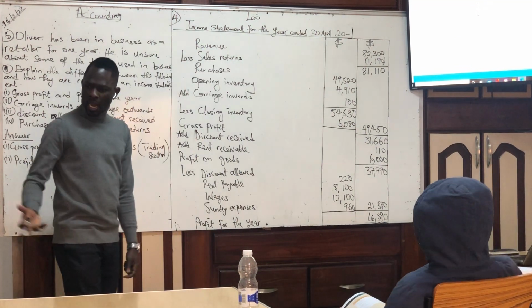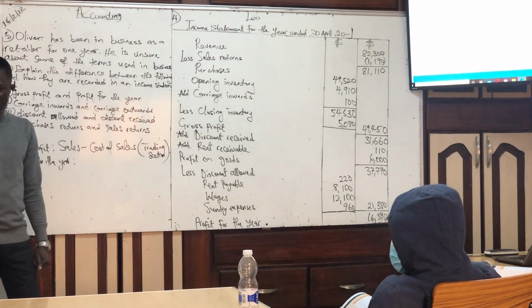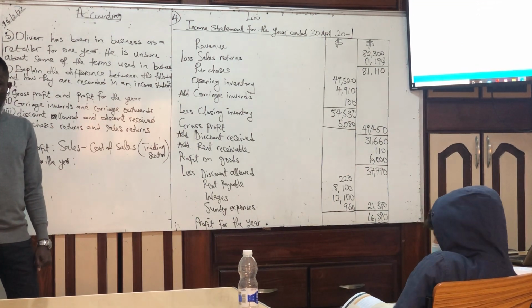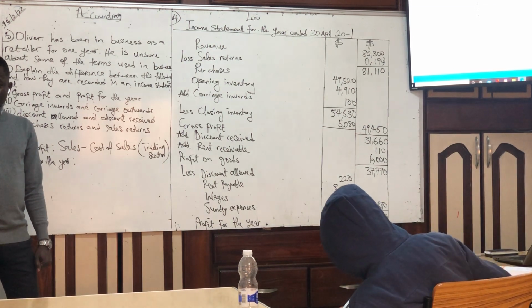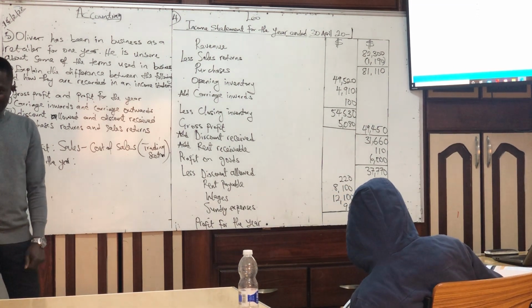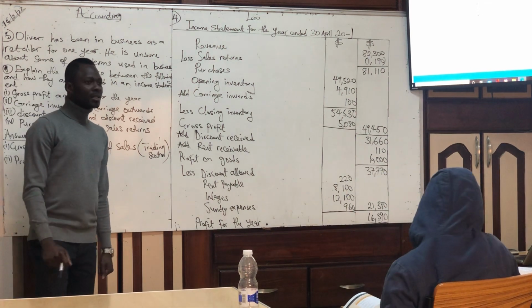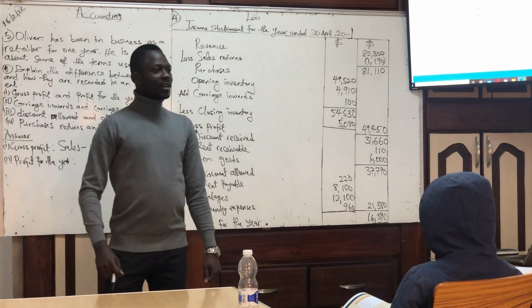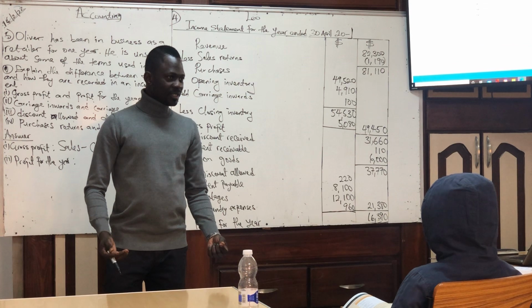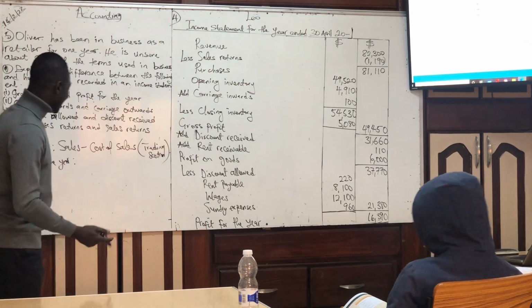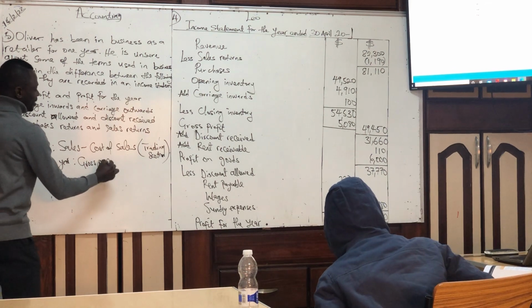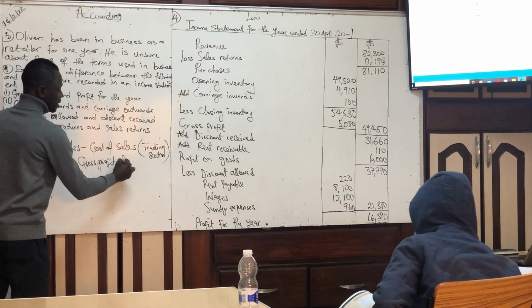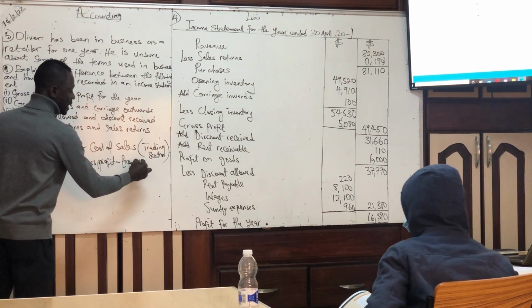So profit for the year, now. How do you calculate profit for the year? We did it yesterday. Profit minus expenses. What profit? Gross profit. Gross profit minus expenses, thank you. Gross profit minus expenses.